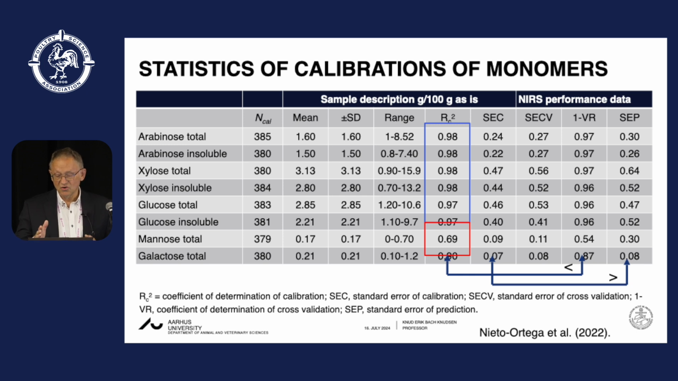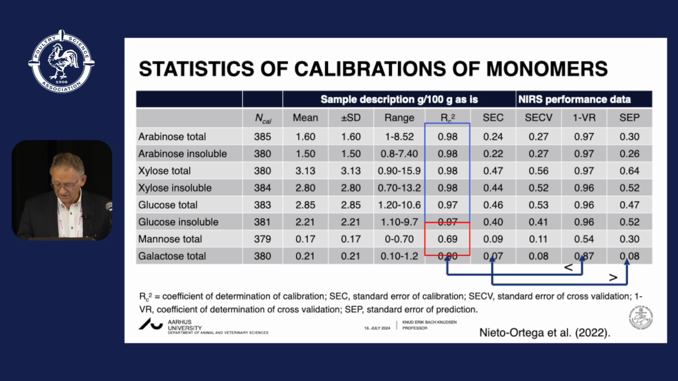What you can also notice is that the R squares for the calibration are a little higher than what we see with the cross-model validation. The same goes for the standard error of calibration relative to the standard error of prediction: the standard error of calibration has lower values than the prediction. However, this is when you do a calibration and use a cross-model validation.